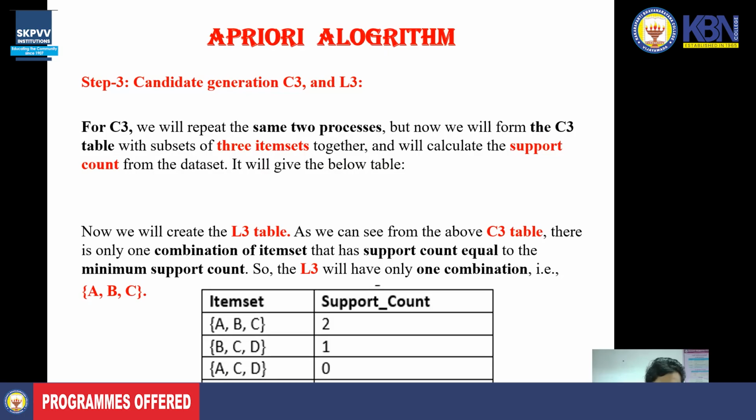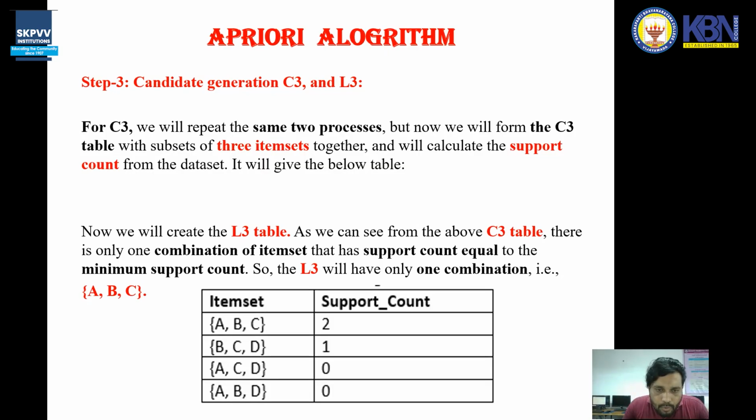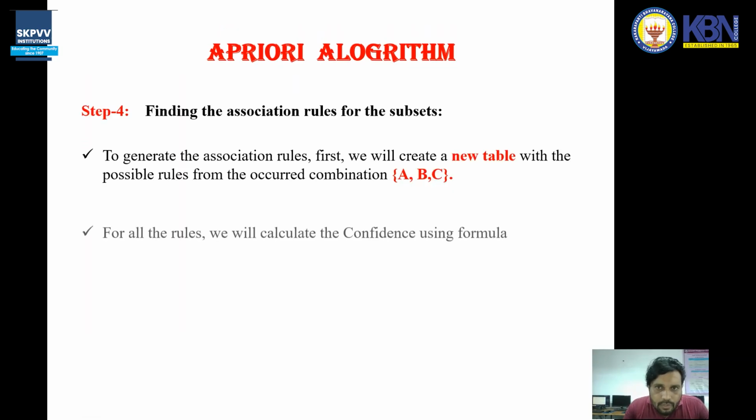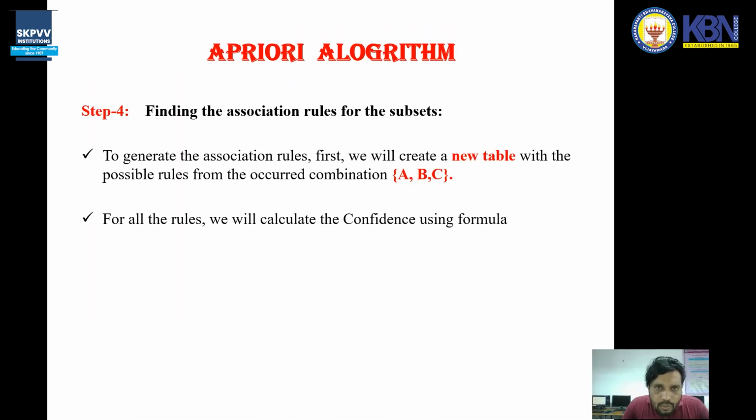Then the sets to be removed are B comma C comma D, and A comma C comma D is also removed because its support count is 0, and A comma B comma D is also 0. So they will be deleted, and the final result will be A comma B comma C. So this is the final frequent itemset generated from the given transactional database.